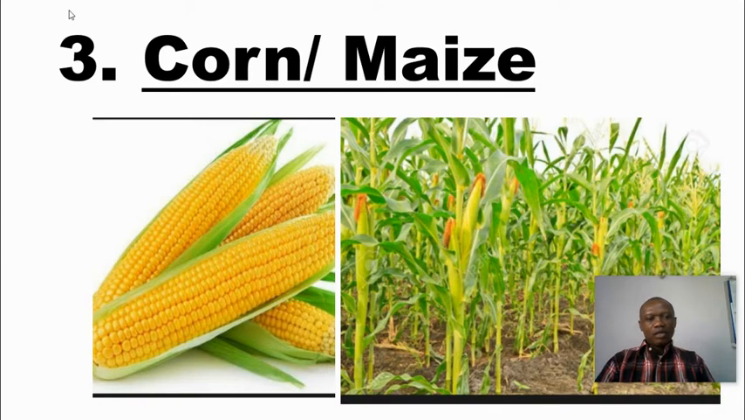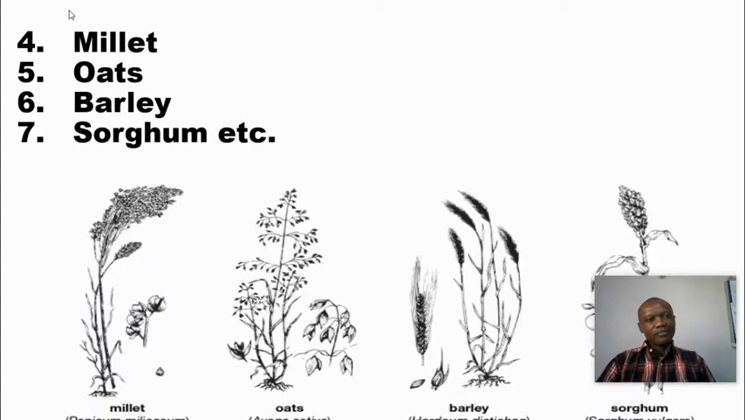All right. Let's look at another example of this wonderful family. Now we're going to look at another example. It's called millet. You can see the picture here as well. We also have oats. Oats is also like grass. We also have barley. We have sorghum.